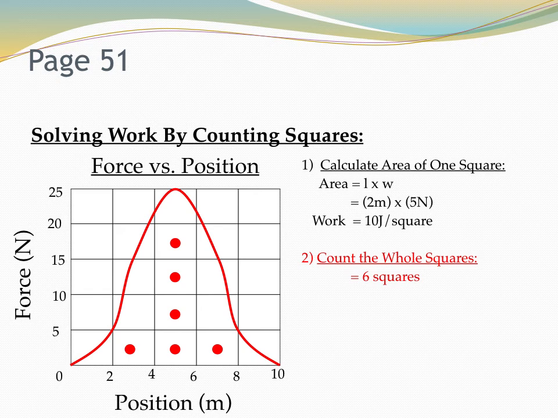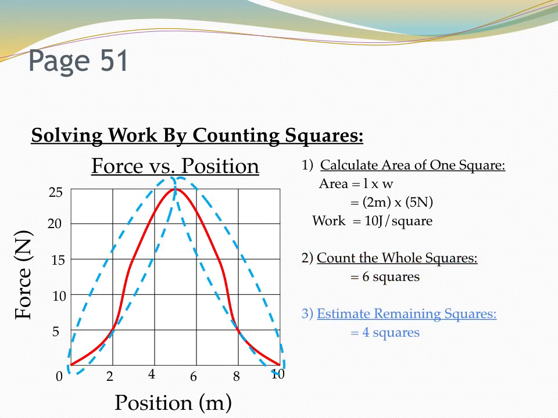1, 2, 3, 4, 5, 6 squares. So I'm just going to put that down there. I know I got 6 full squares. Next, I'm going to estimate the remaining squares, which is a little tougher, so 4 seems like a good number. Let's go with 4. Boom.